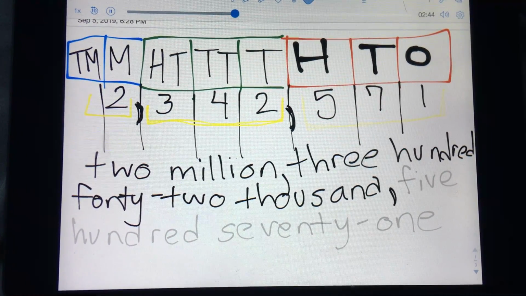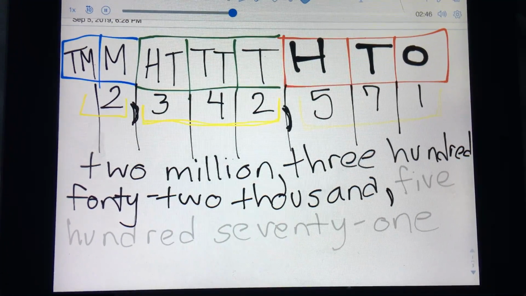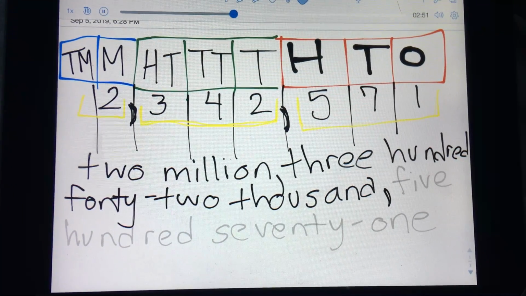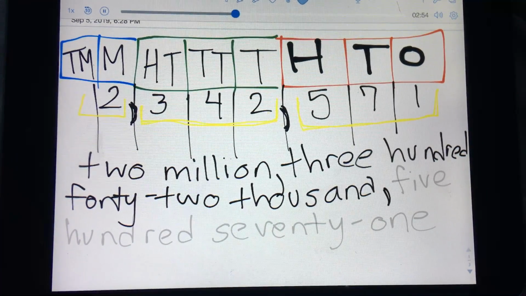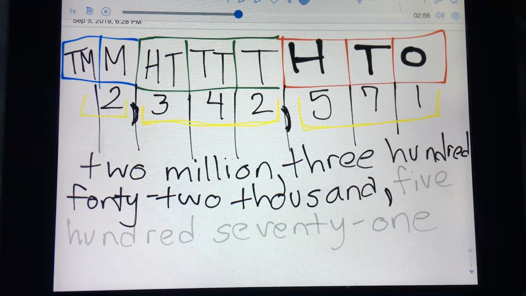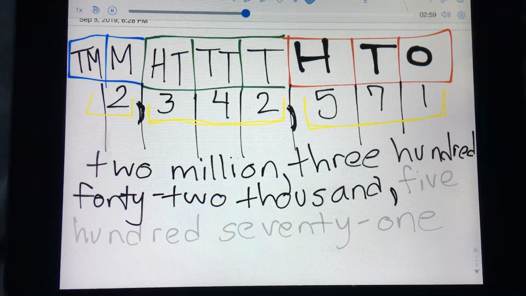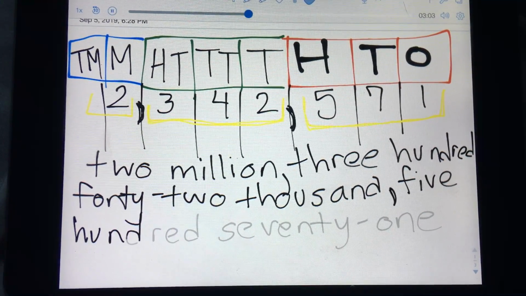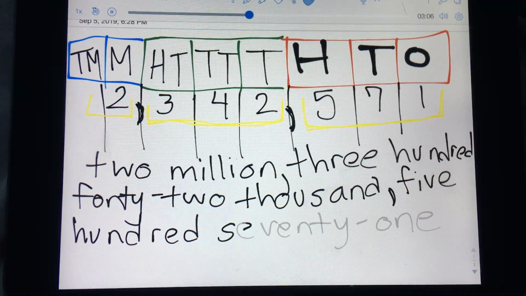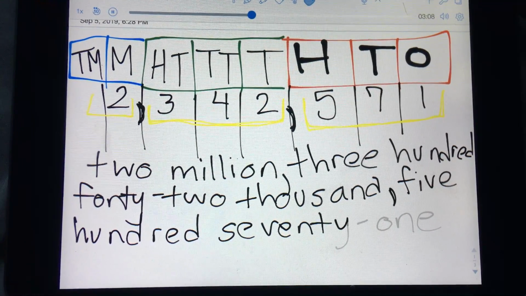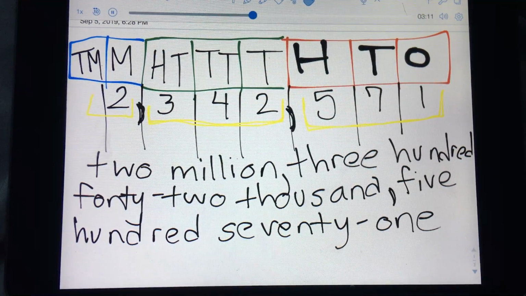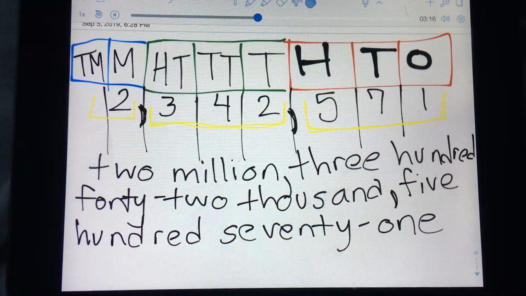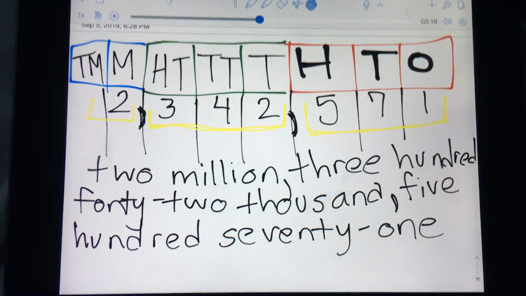And then now finally, I'm on my last part with the units period, and I read them all together. So if I was reading that number all by itself, it would be 571, and because it's in the units, it is 571. So I would just, after my comma, write 571. And there's my large number in word form: 2,342,571.